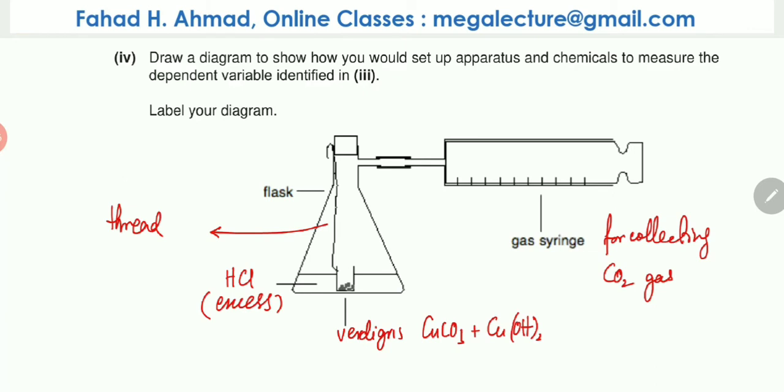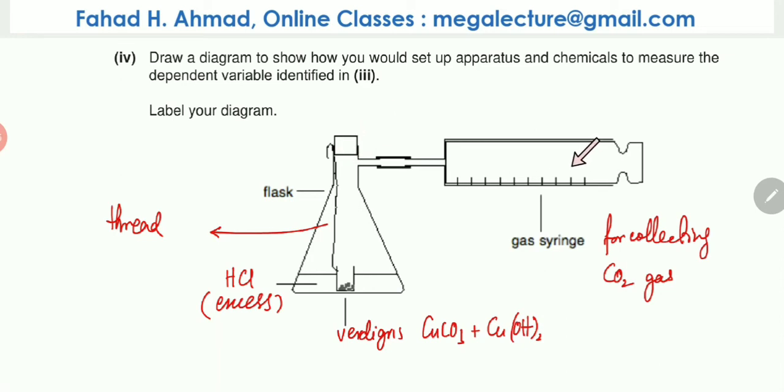Now here's the apparatus that I have drawn, where I have a conical flask. The reason I'm using a conical flask is because of its smaller opening. This is also known as a sidearm flask because it's specifically designed for collecting gases. Normal conical flasks could also be used with a tube attached to the rubber bung and sealed properly.